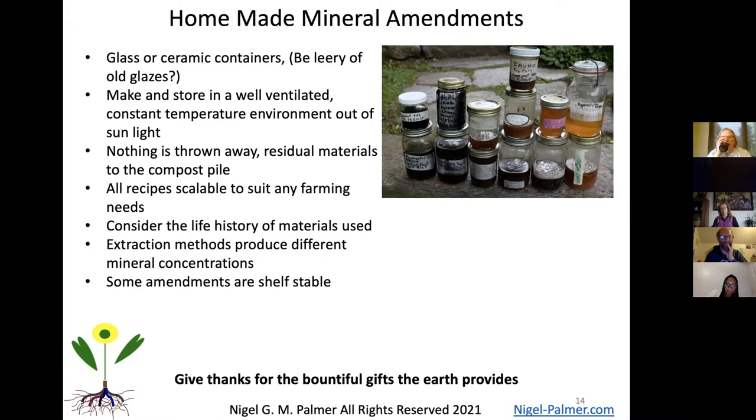Different extractions have different mineral concentrations. We talked briefly about that, and that's discussed also in the book. Most important thing is to be thankful for the wonderful gifts that the earth provides. And I think this is a fundamental tenet of regenerative, sustainable gardening. Once we start thinking about how sustainable we want to be and how regenerative we need to be, we really need to be thankful for the amazing resources that we have available to us.